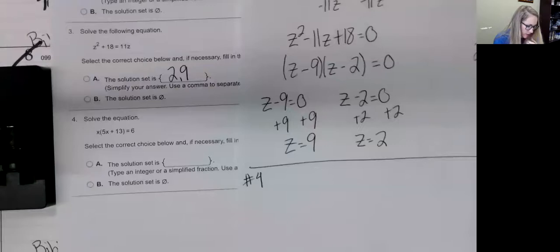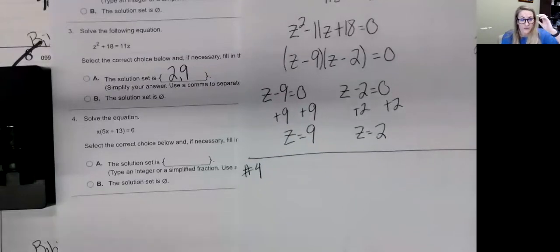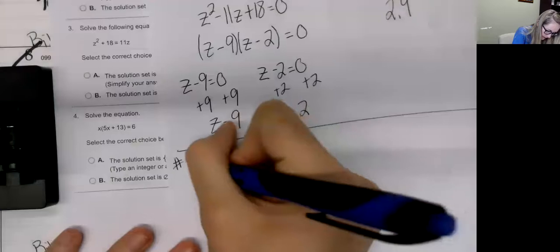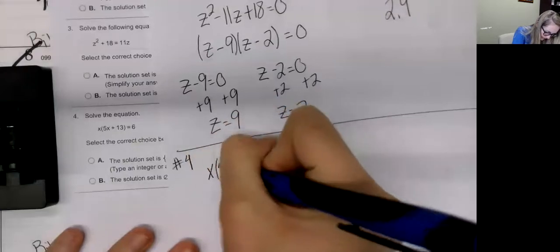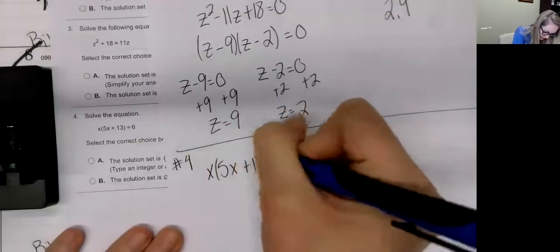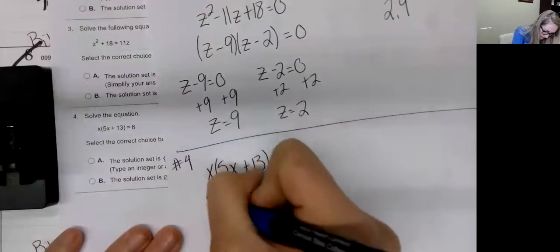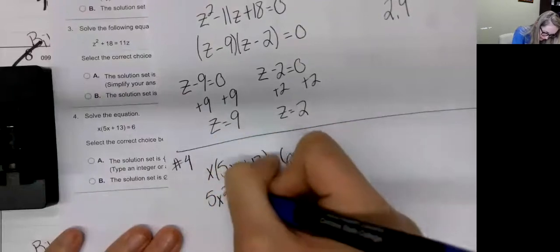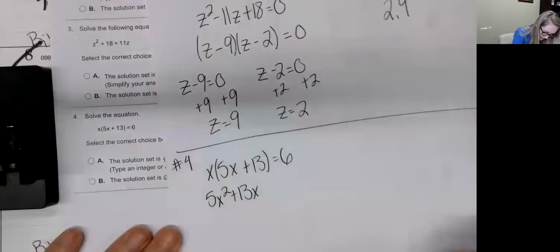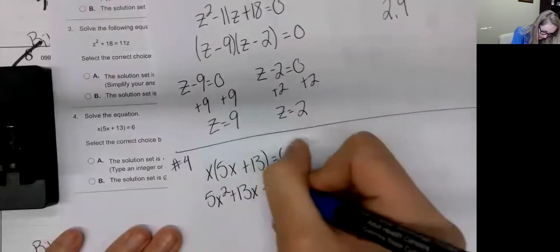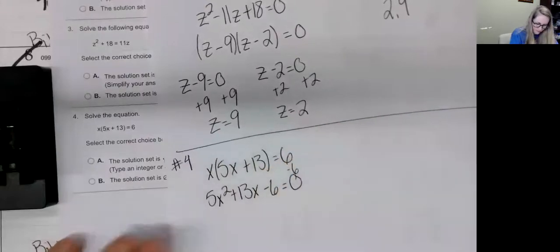So 4, they don't have it multiplied out first for us, so we're going to have to go ahead and distribute that x, move that 6 over, and then factor it again. So just buckle down. We have x times (5x plus 13) equals 6. So I distribute this x, so I'd have 5x squared plus 13x, and I'm going to move my 6 over, subtract 6 equals 0.